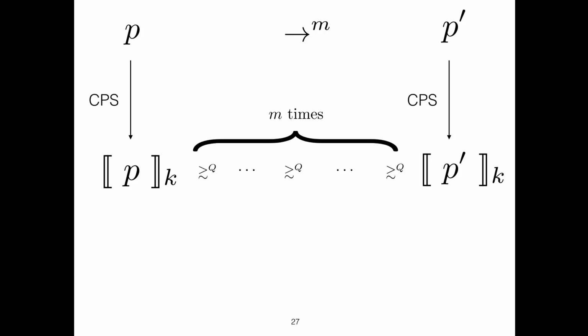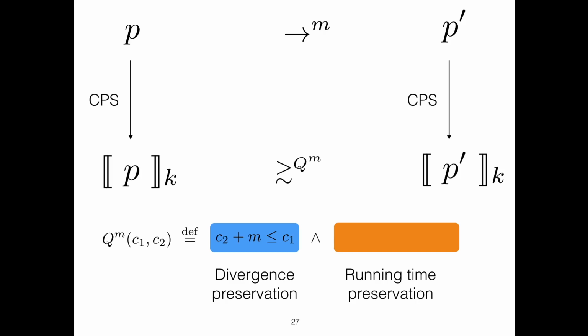Therefore, when P steps with m steps to the program P prime, we have that the translation of P is related to the translation of P prime with m steps of the logical relation. Then, because of transitivity of the logical relation, we derive that the two translated programs are related with a logical relation with invariant Q to the m, which denotes the composition of Q with itself m times. Q to the m says that the number of steps of the translation of P, C1, is larger than the number of steps of the translation of P prime, C2, plus m.